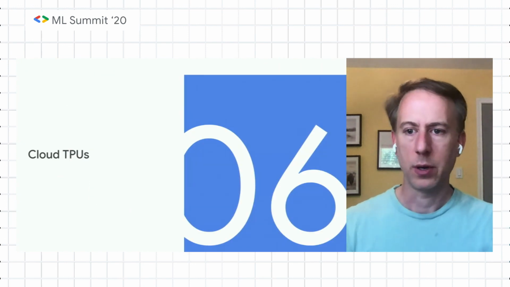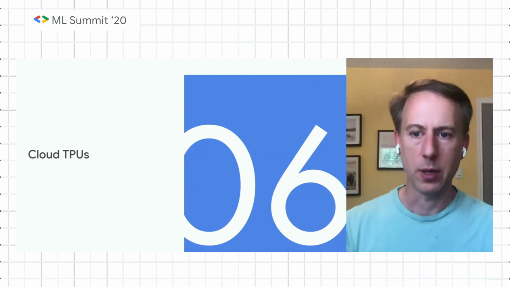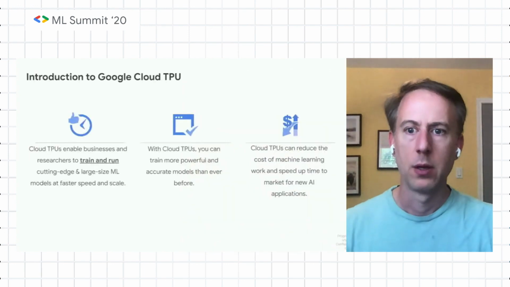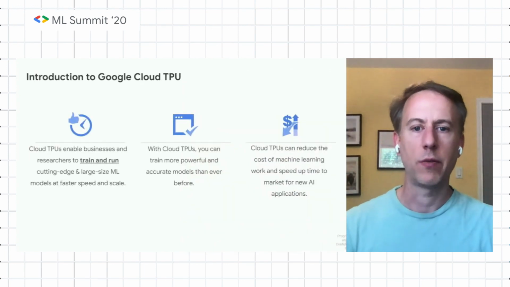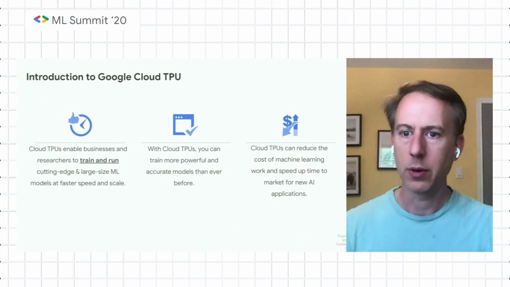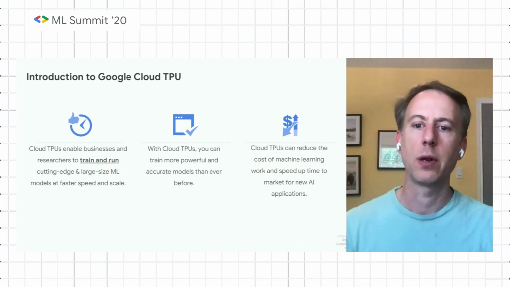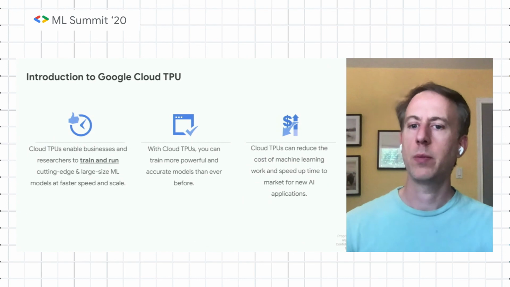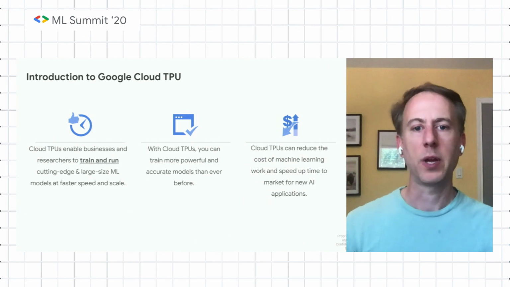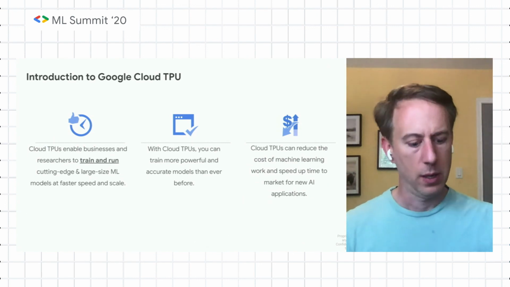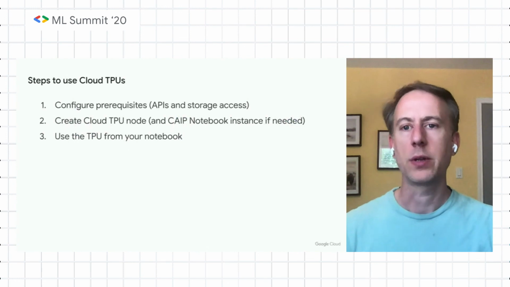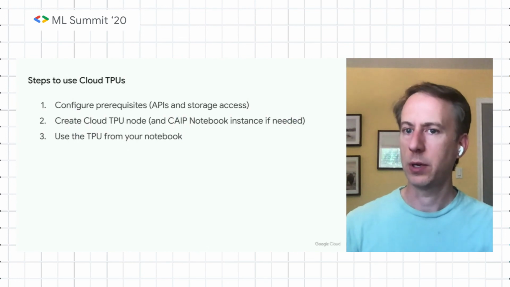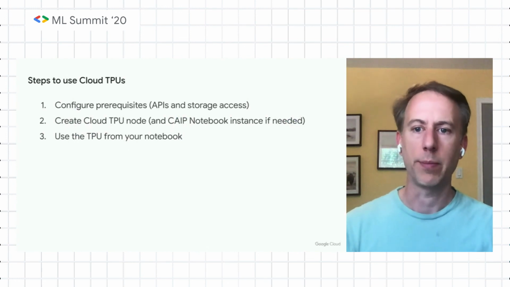The last thing I want to talk to you about today is Cloud TPUs. Cloud TPUs are available on Google Cloud, and they allow you to train and run large ML models at high speed and scale. Okay. So let's look at how to take advantage of these specialized chips on Google Cloud.